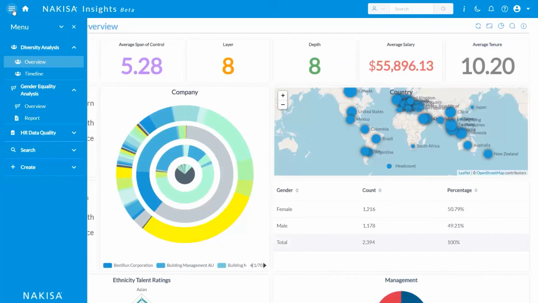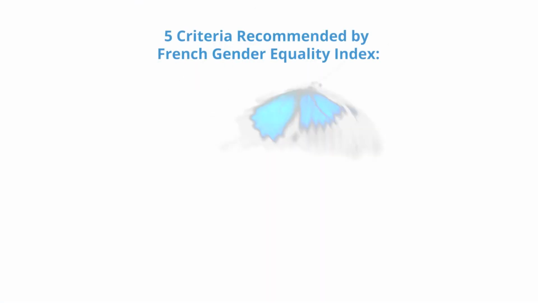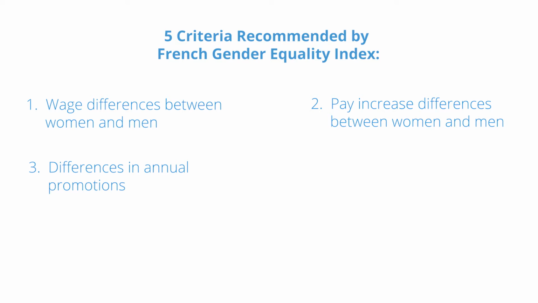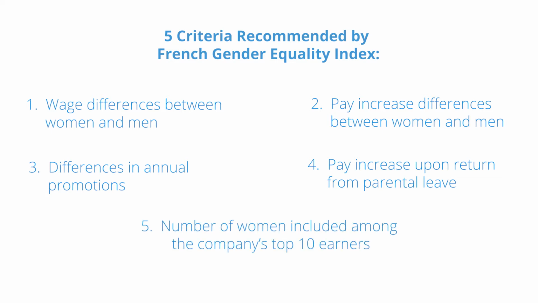graphics. Nakisa Hanelly Diversity and Inclusion features allow statistical HR analysis on the 5 categories recommended by the French Gender Equality Index, which is becoming the global standard for D&I. 1. Wage differences between women and men. 2. Pay increases between women and men. 3. Differences in annual promotions. 4. Pay increase upon return from parental leave. 5. Number of women included among the company's top 10 earners.